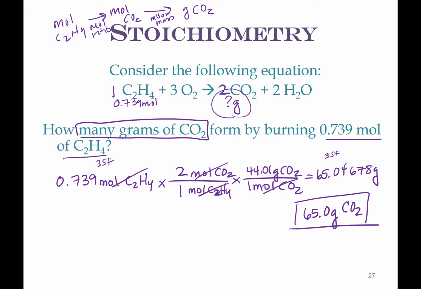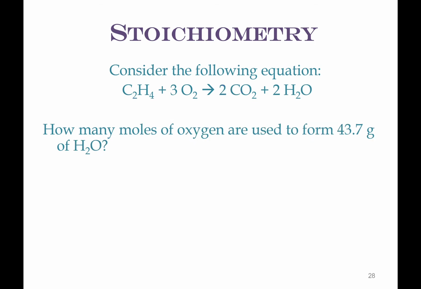So this is where our labels are very important because we need to make sure that we made it to CO2 like the question asked us to do. Because if we're still in C2H4, we did something wrong. All right, next up, same equation, give this a try. Pause it, try it. So this is similar to the one we just did.